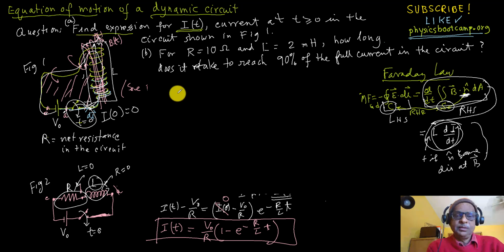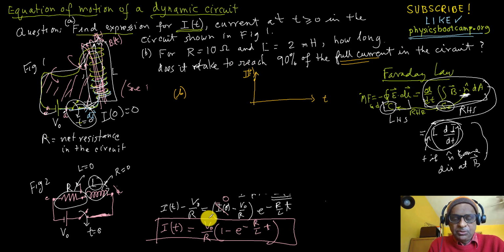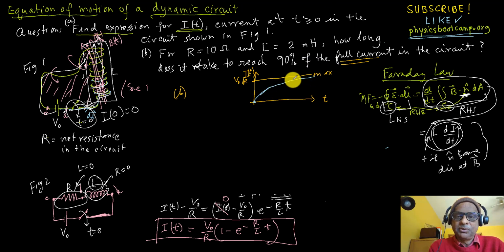Okay, so to get B, we don't need the V0 value, because we're just looking for full current. So if you look at this formula, you have I of t. When t goes to infinity, this goes to 0. So you have a maximum of V0 over R. So that's the maximum. It starts at 0 and it asymptotically goes towards the maximum. So this is the I max.